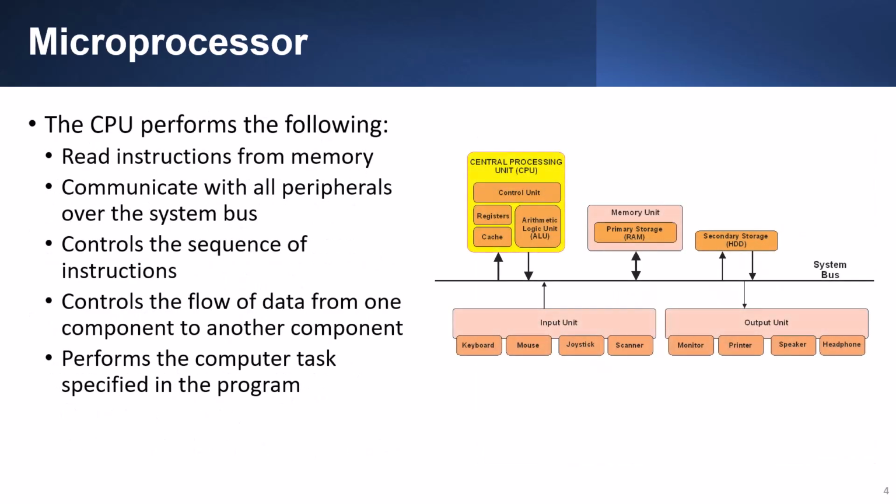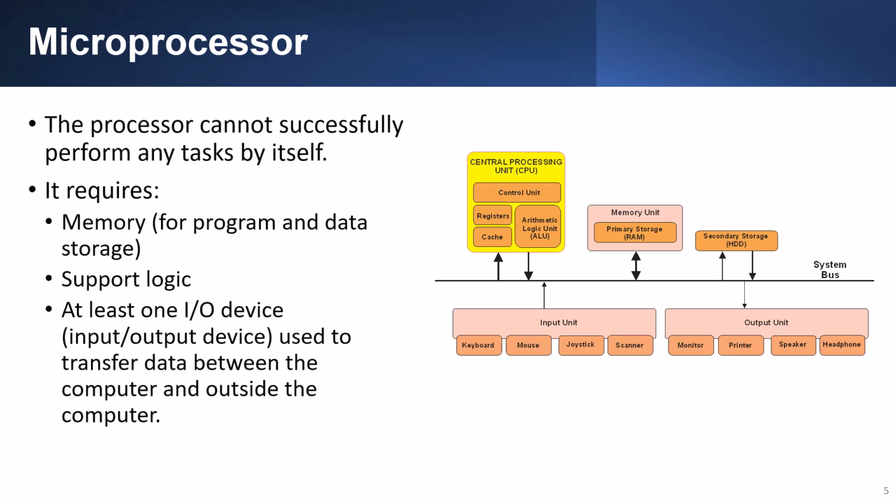The CPU performs the following: read instructions from memory, communicate with all peripherals over the system bus, control the sequence of instructions, control the flow of data from one component to another, and perform the computer tasks specified in the program. The processor cannot successfully perform any task by itself. It requires memory for program and data storage and support logic, and at least one I/O device, input-output device, used to transfer data between the computer and outside the computer.